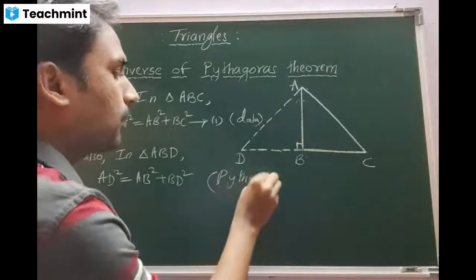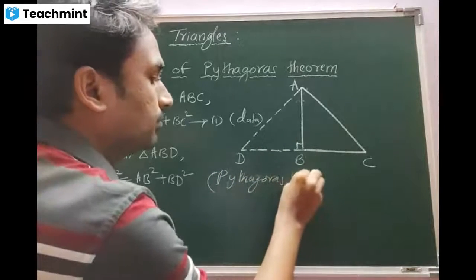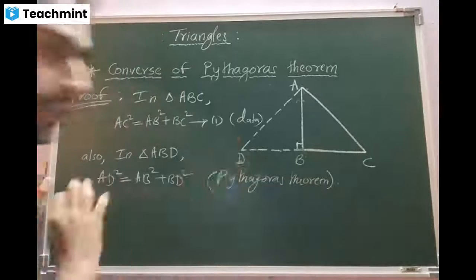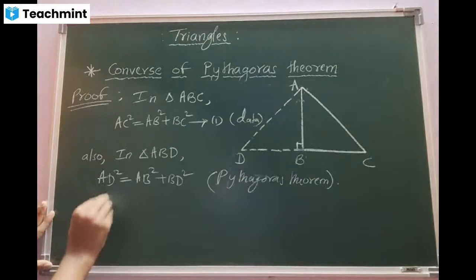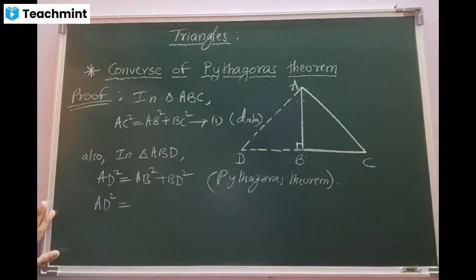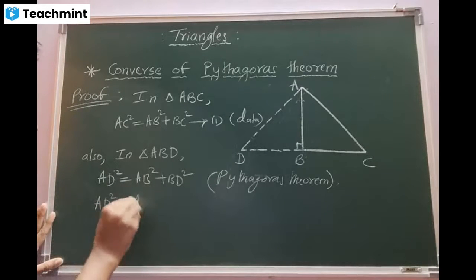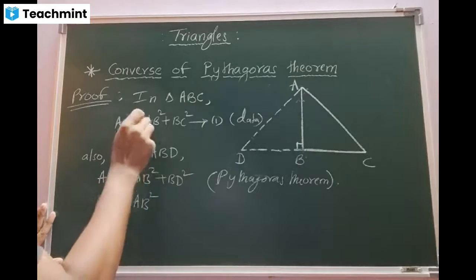Pythagoras theorem. I'm applying the Pythagoras theorem. Any doubt, beta? No, sir. I will extend this. AD square, I'll keep as it is. Now look at this, beta. AB square, I'm not going to change because it is there here also, here also.